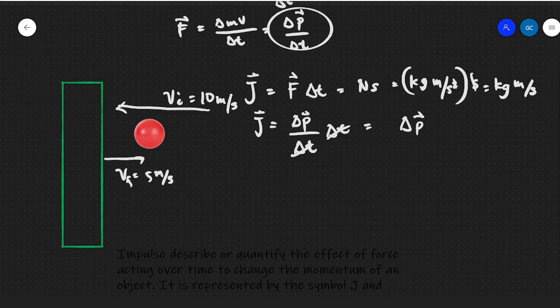So, kumbaga, if you don't know na yung impulse mo, ay pwede mong i-express in terms of change in momentum. Hindi natin yan basta mako-compute kasi hindi naman binigay sa atin yung force. Unknown yung force na ginamit natin. Ang alam lang natin ay yung speed ng bola.